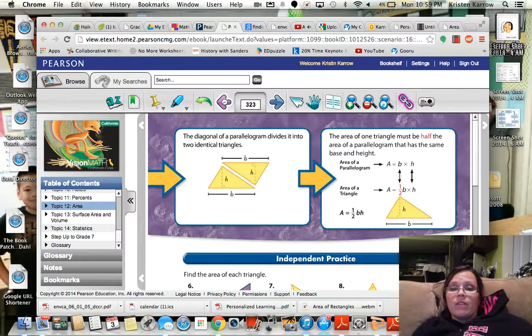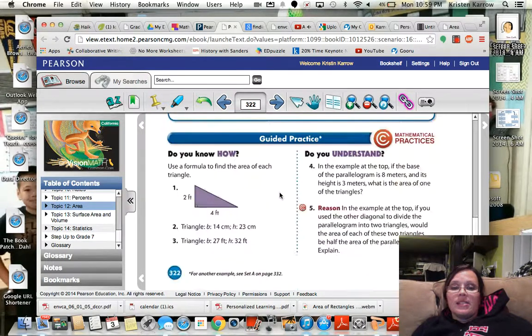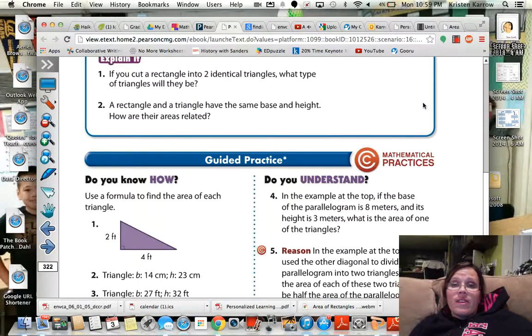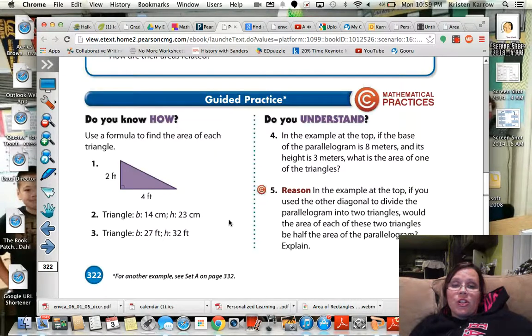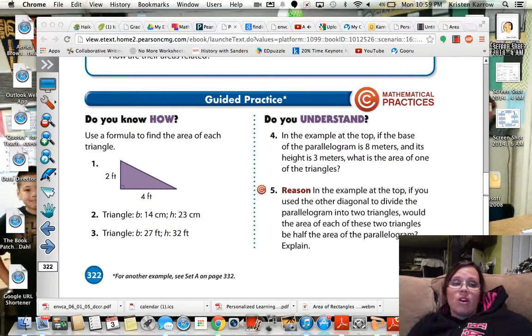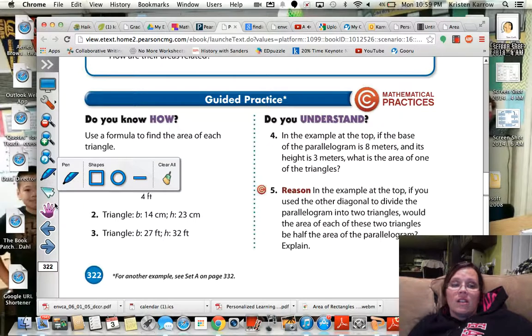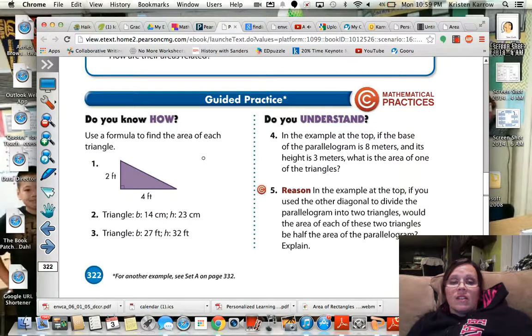So if you look back at the guided practice, it asks you to use a formula to find the area of each triangle. So for all of the problems you're going to solve today, I want you to start the same way. In your 3-column notes, I want you to write the formula. So as you design your 3-column notes on the back of your 2-column notes, they would look like this roughly again.